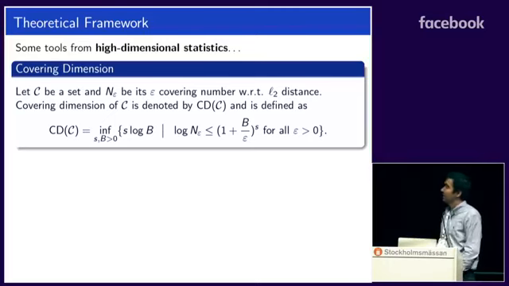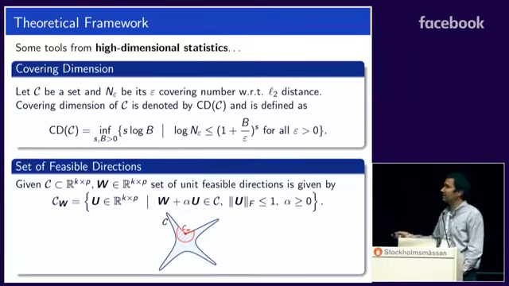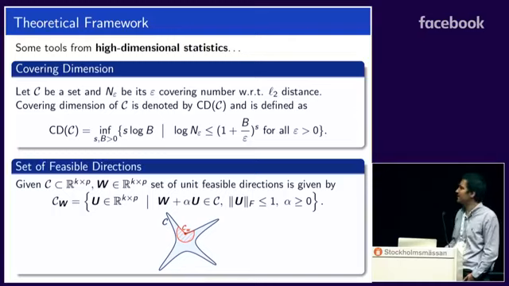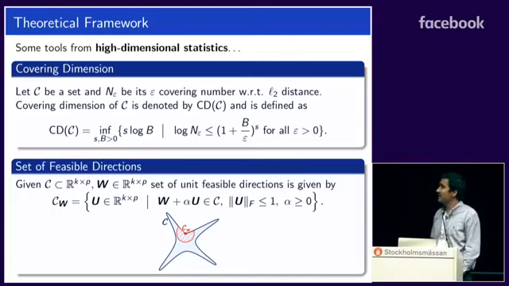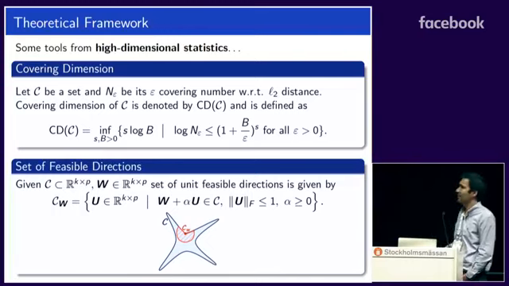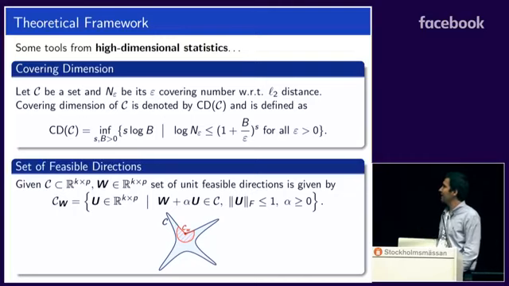Okay. And then the second quantity we need is the set of feasible directions. It is a function of a set C and a matrix W. It is the set of steps I can take from W that still keeps me inside the constraint set C. This is the C_W set, and it is highlighted by the red region.